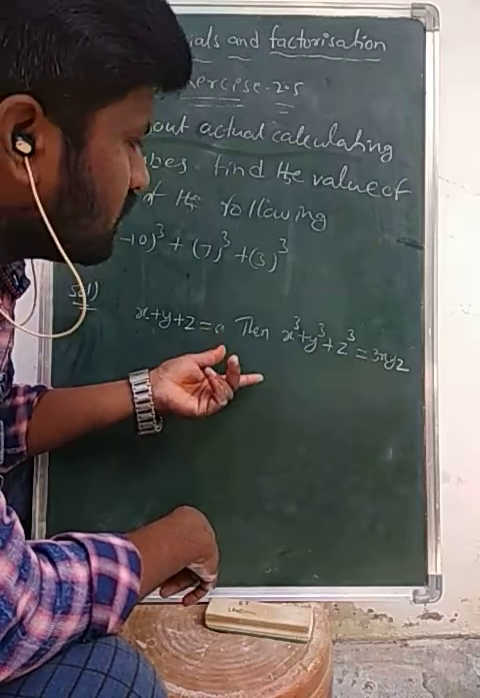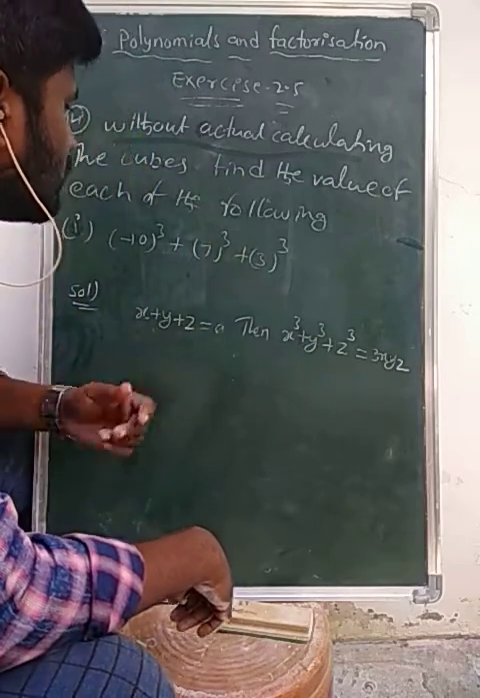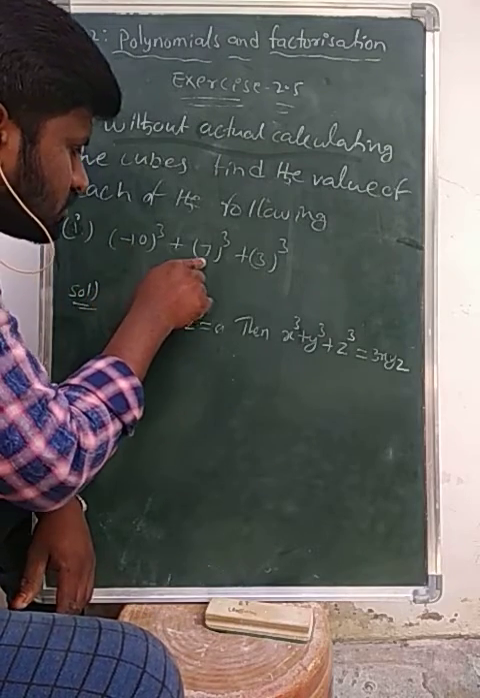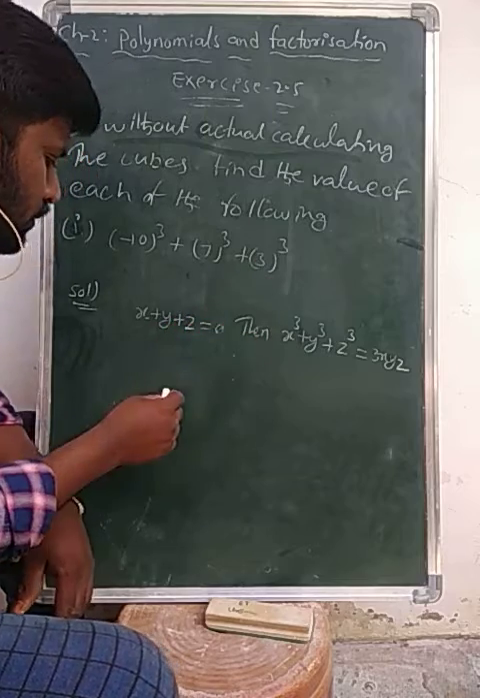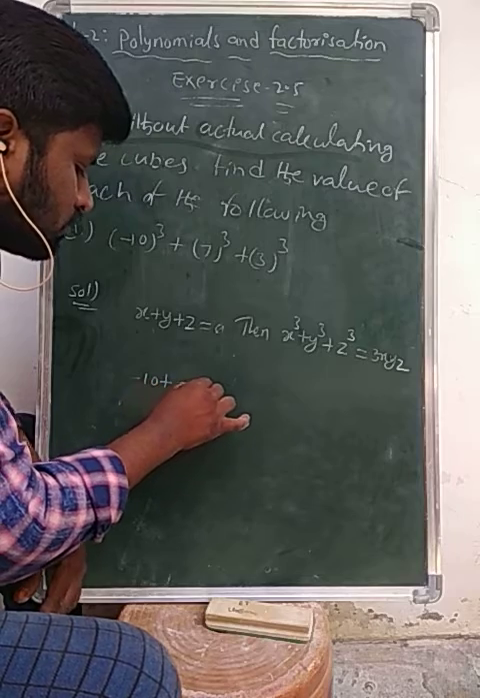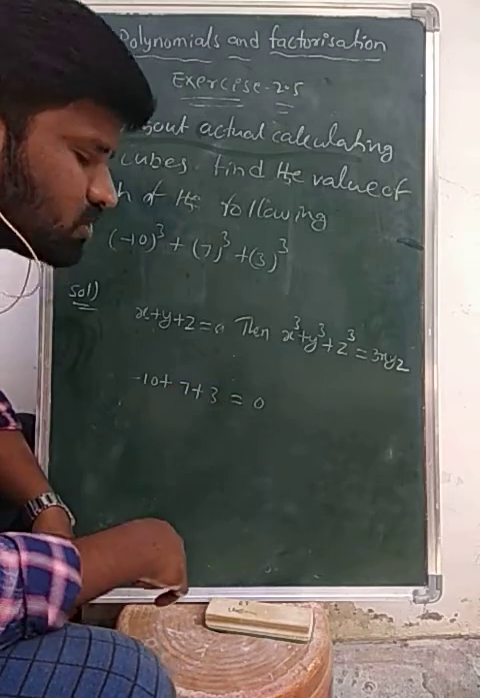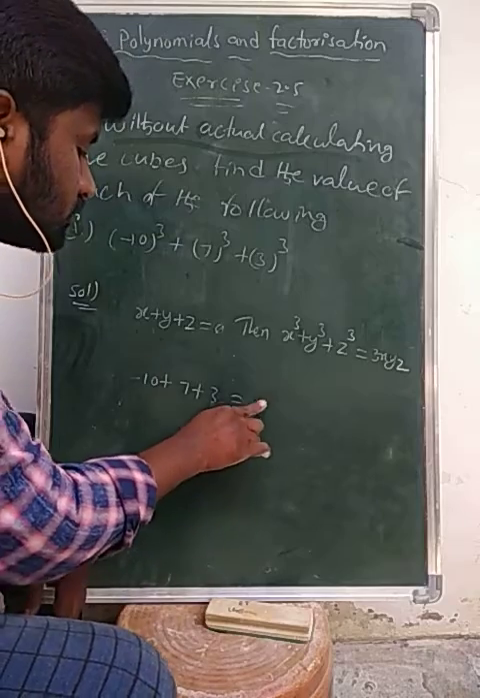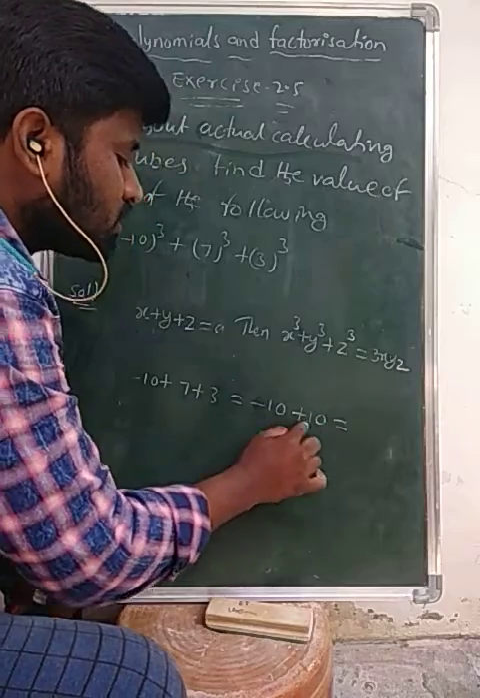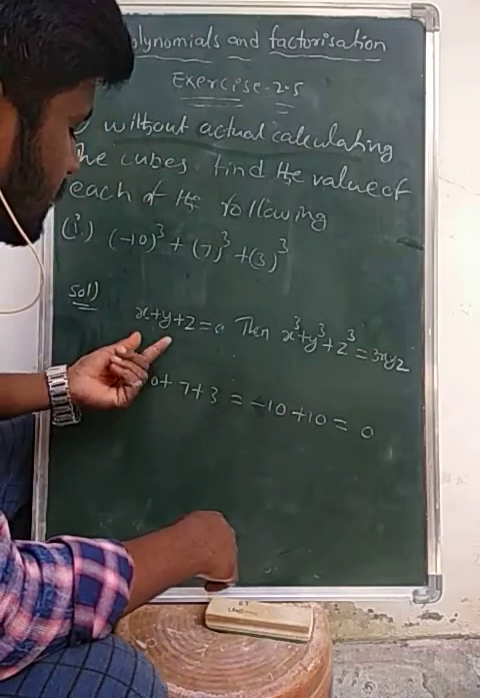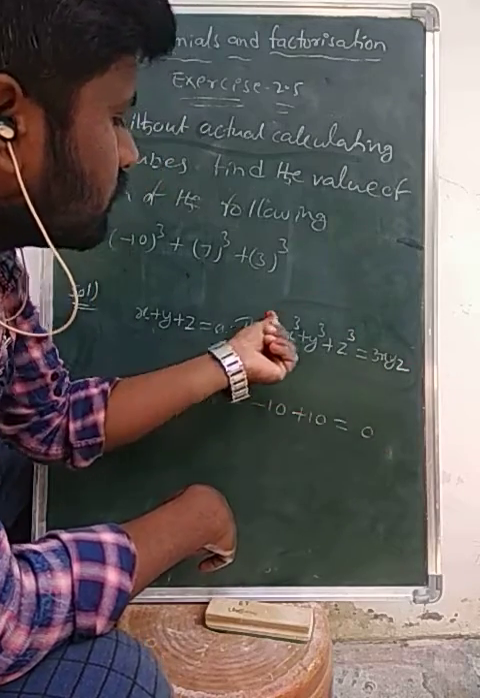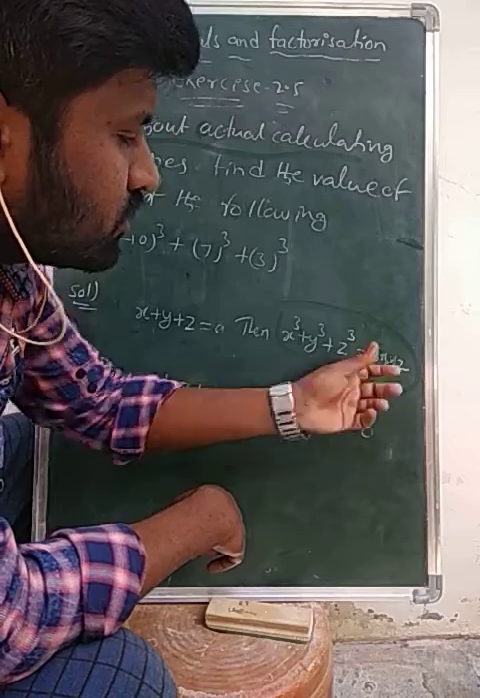Just now we showed this one in question number 13. See here, x means minus 10, y means 7, z means 3. Then that is nothing but minus 10 plus 7 plus 3, which is equal to what? 0. Because 7 plus 3 means plus 10, and minus 10 plus 10 is 0. So x plus y plus z is equal to 0. We get what now? x cube plus y cube plus z cube is equal to 3xyz.